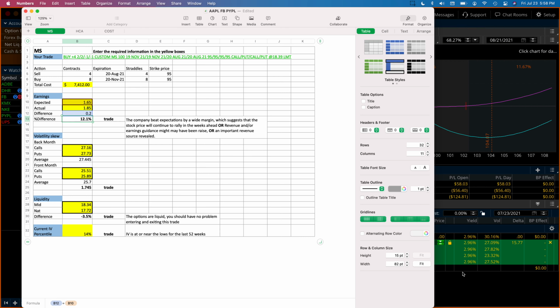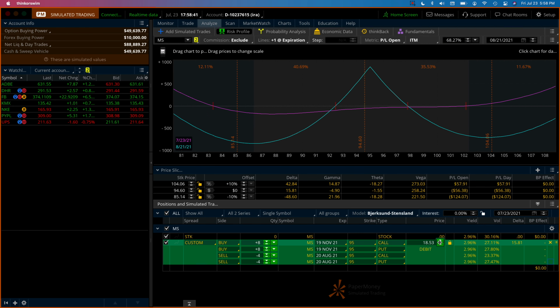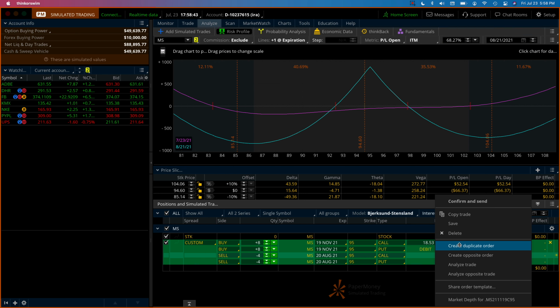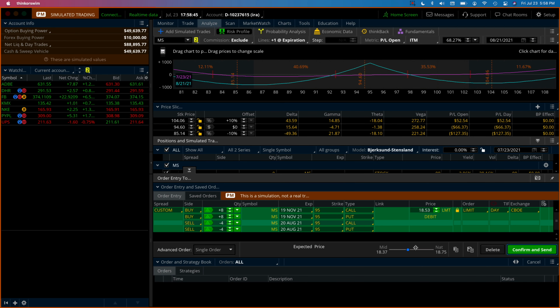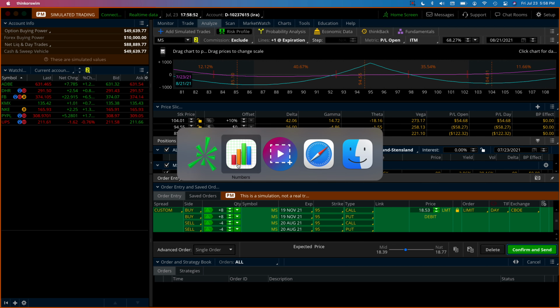Then the liquidity comes here. You go to the create duplicate, and that tells you the mid and the natural, okay? So the mid is 18.37, the natural 18.77.